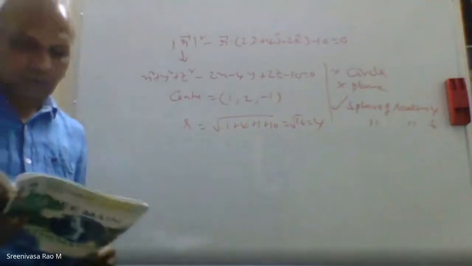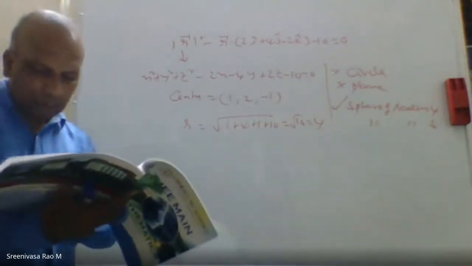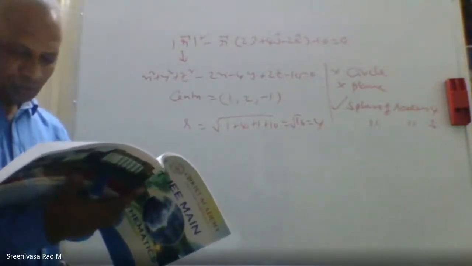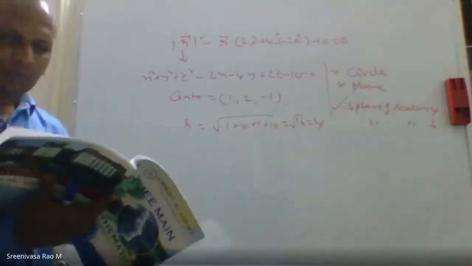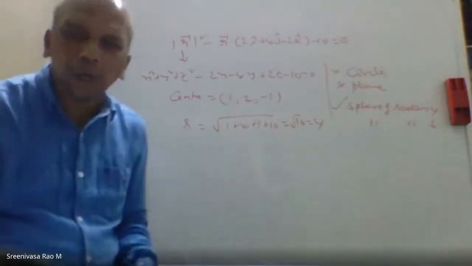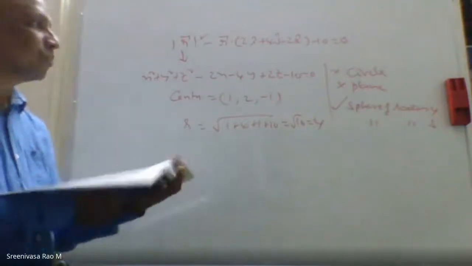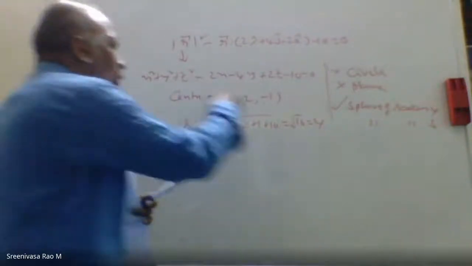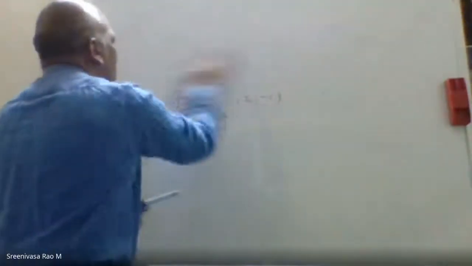The last one: properties of regular tetrahedron. So when they are talking about a regular tetrahedron, you can see about regular tetrahedron.